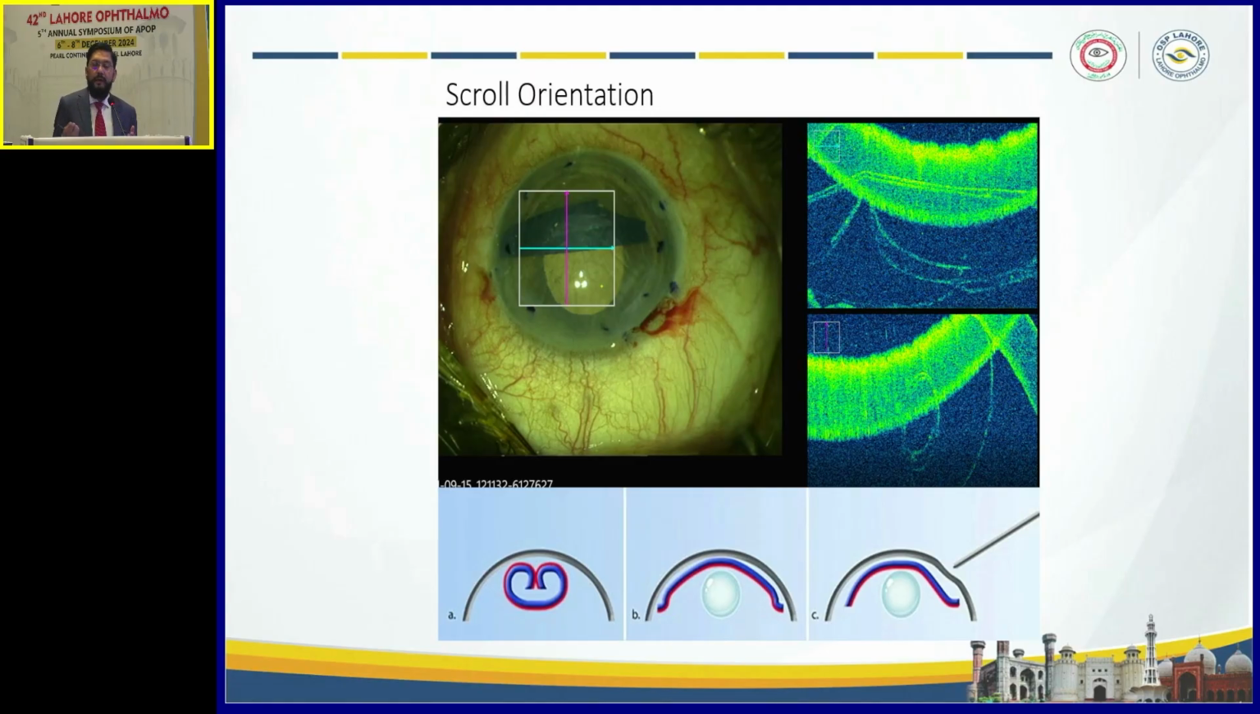So we all know that the scroll will always roll endothelium out. So it has to roll this way. So when we unroll, the endothelium goes down. So for this purpose, we use multiple strategies like F marking, S marking, cutting an arrowhead. But OCT clearly tells you, if you've got one, which way it's folding. So this is the horizontal view and this is the vertical view.